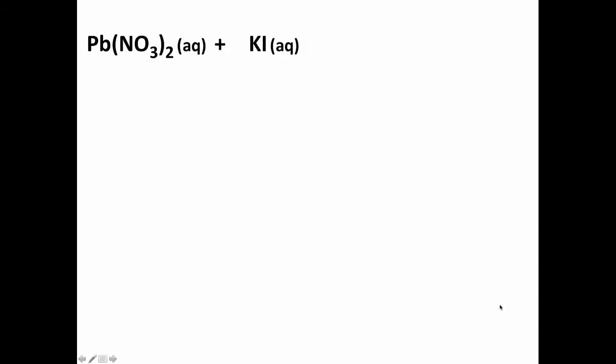So let's look at what's going on here. Lead 2 nitrate is Pb(NO3)2 in aqueous solution. Potassium iodide is KI, also aqueous solution. We mix them together and they form lead 2 iodide, PbI2, which is a solid, and potassium nitrate, KNO3, which is aqueous. Now, a couple things to note. One is this equation isn't balanced, and that should be not too hard to do. We need 2 KI's and 2 KNO3s to make this balance.